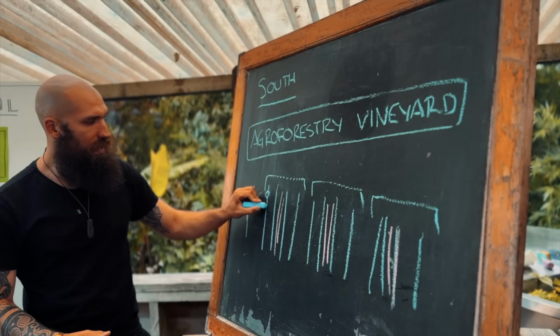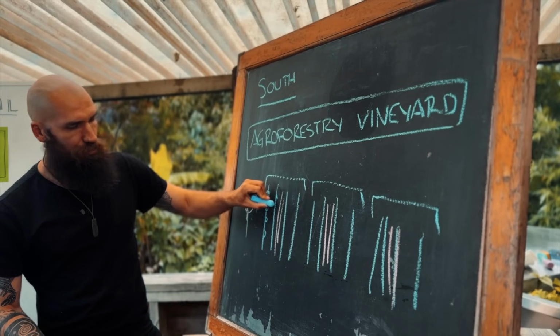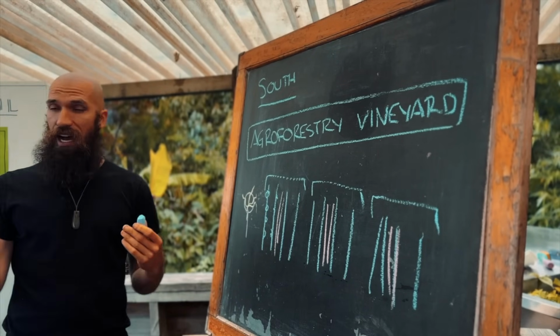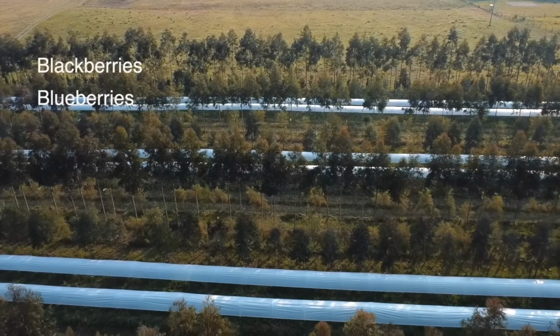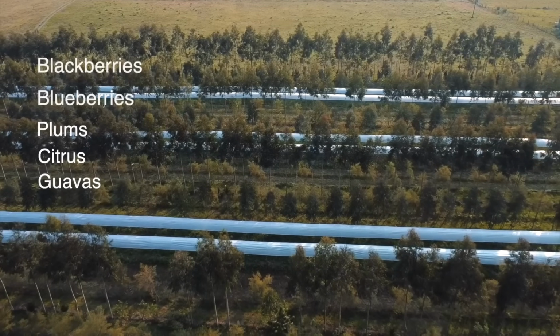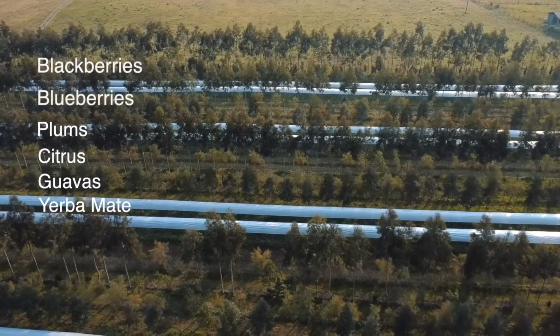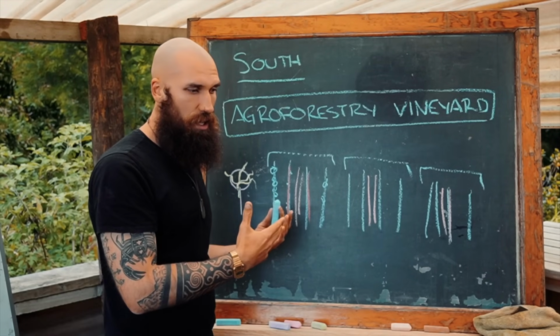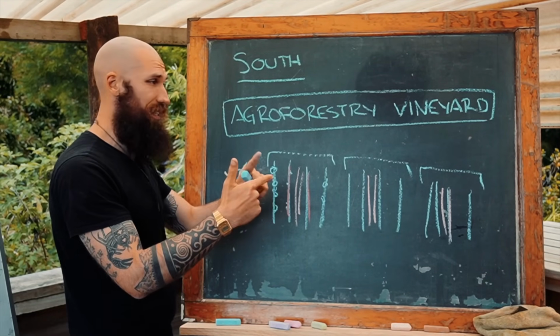Now, in terms of tree integration, in these tree lines, they had a diversity of cash crops. They had lines of blackberries and blueberries. And then in the tree lines, they had things like plums, citrus, guava, and even yerba mate. They also had a series of support trees, things like eucalyptus and other nitrogen-fixing species.